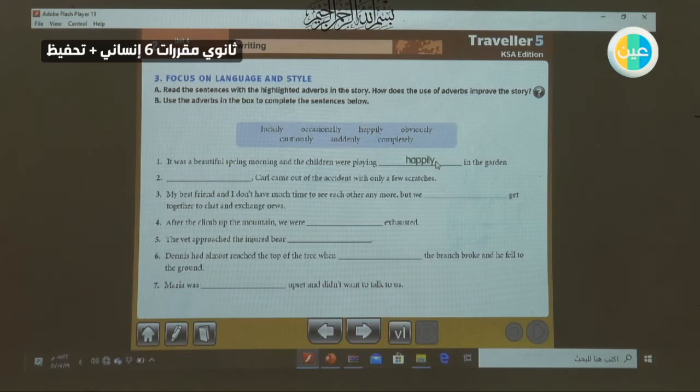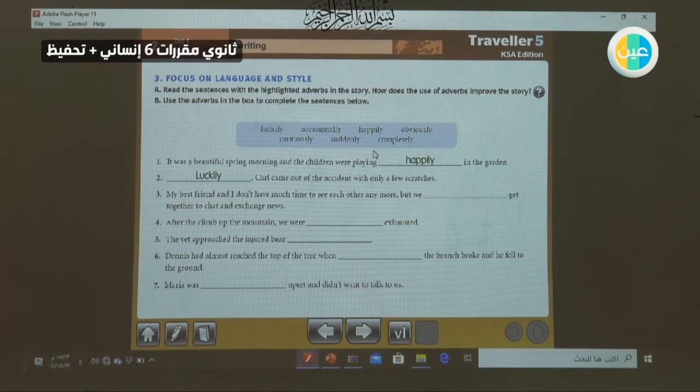Number two, the sentence starts with an adverb, then the car came out of the accident with only a few scratches. So he had an accident and he did not get injured. Okay, so what can we say here? For sure, we will say luckily, because it's something good. It means that he was a very lucky man.